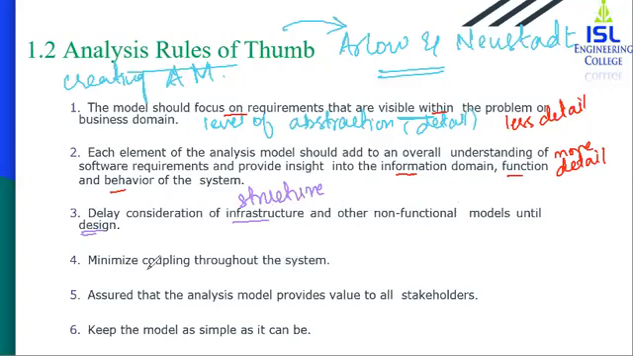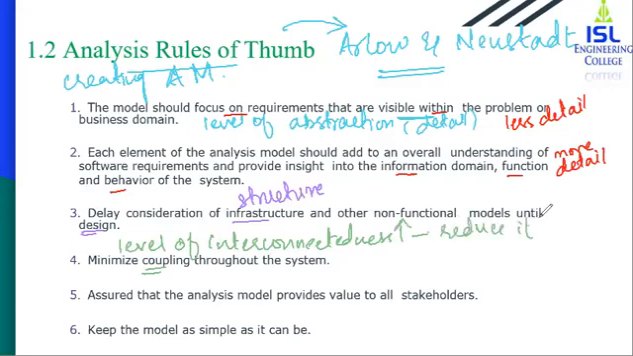Now, what is coupling? Coupling is the level of interconnectedness. If the level of interconnectedness is high, you're going to make an effort to reduce it, because if a software has more coupling, it is not going to be a very successful software. So the level of coupling should be low whenever you're designing a software.